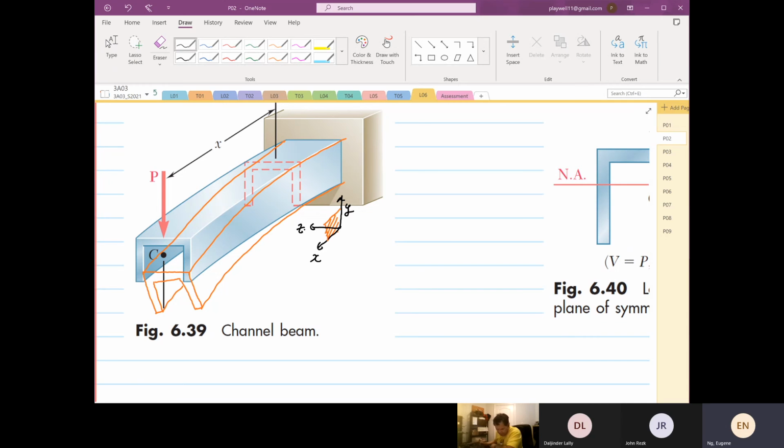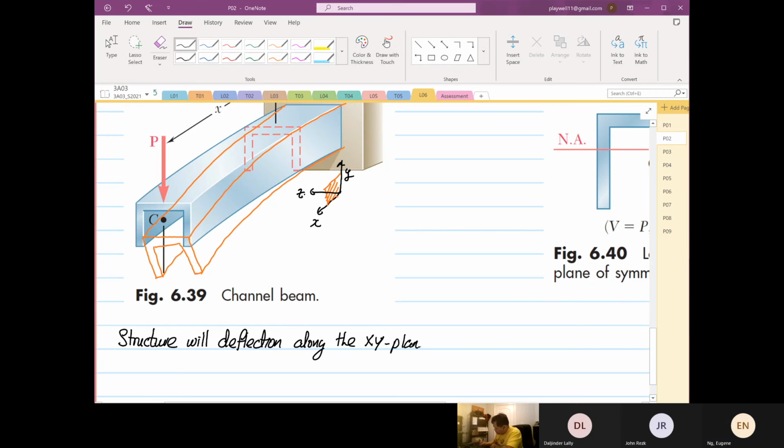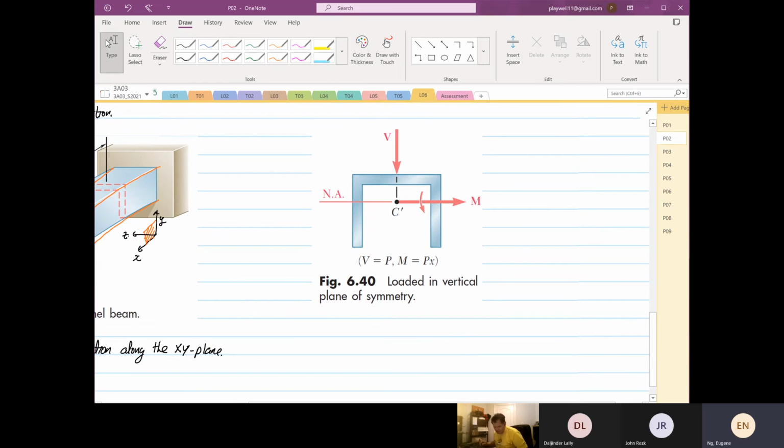If I highlight that plane, the structure will deflect along the XY plane. Okay, along the XY plane. So when that's the case, this is the cross section now.